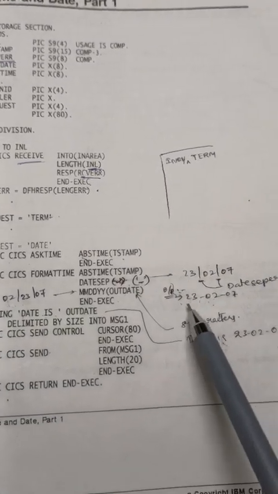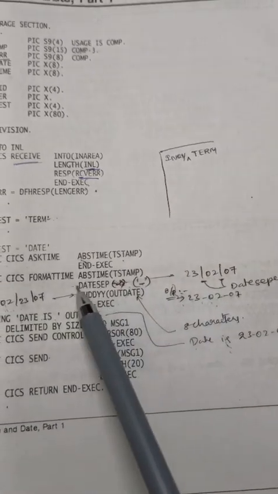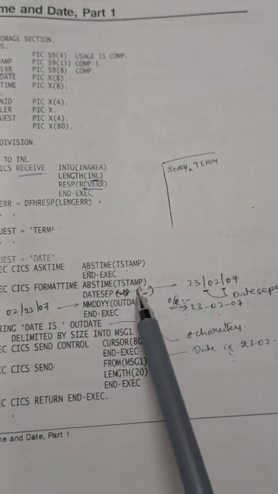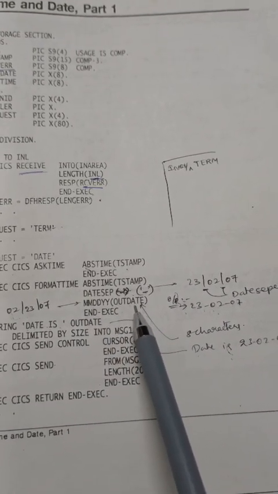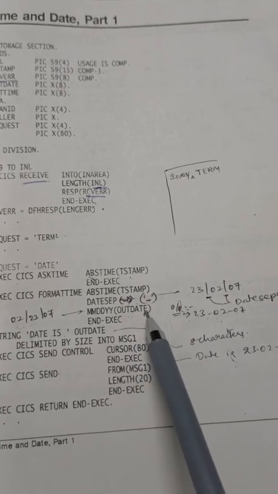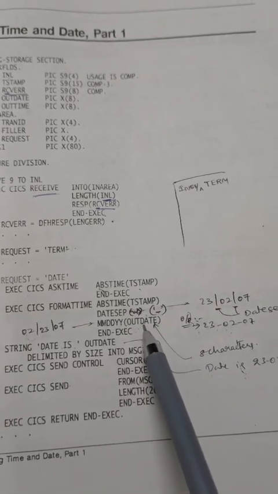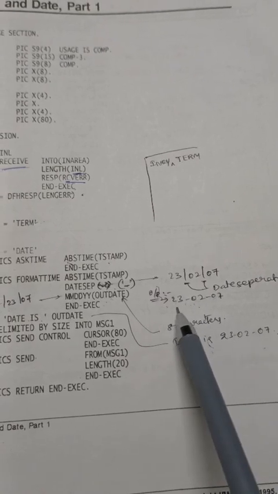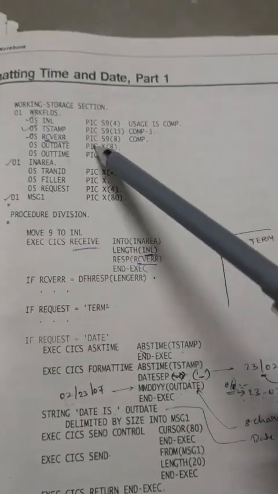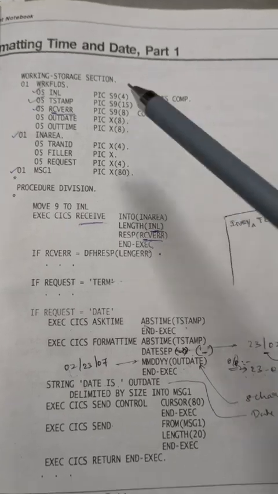Whatever formatted date you have done with format ABS time, TST time stamp, it is moved into the DD, and these are my own working storage variables in the program. After reformatting the date and time field, the result will be stored in this working storage variable field.